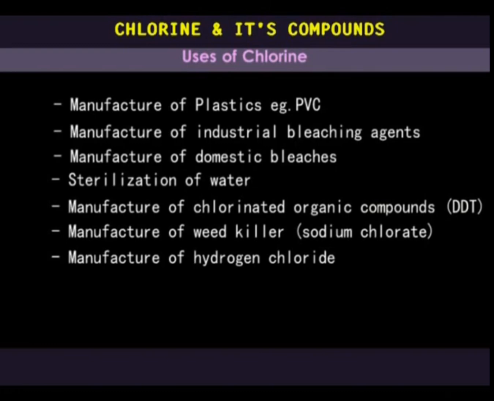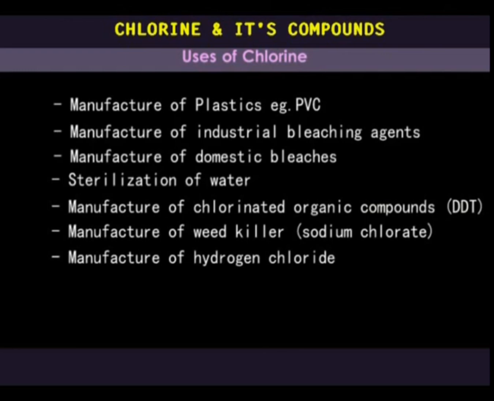Again, at low concentration, chlorine is used for killing microorganisms or sterilizing in domestic water supplies. A higher concentration is used for sterilizing swimming pool water. It is used in the manufacture of chlorinated organic compounds. These include the DDT, which is used as an insecticide.